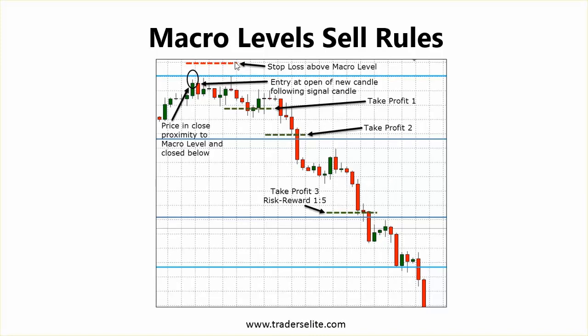Stop loss just above the resistance macro level, and take profits halfway to the next macro level. Second profit target just prior to that next macro level, and target 3 just prior to the next macro level after the next.